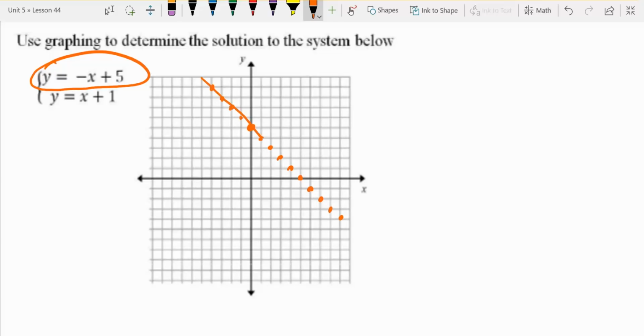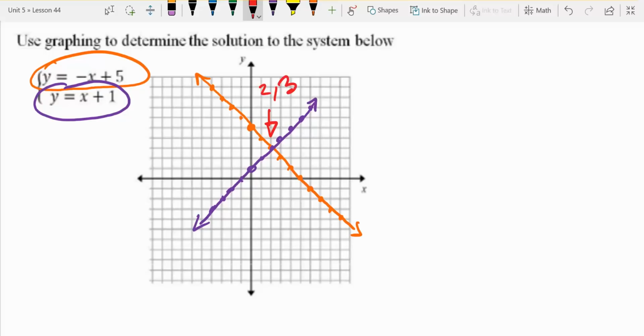And we draw our lines. Our next equation, y equals x plus 1, y-intercept is at 1, slope is 1, and we can see we run into each other right there. Draw our lines. And we have a point of intersection at 2, 3.